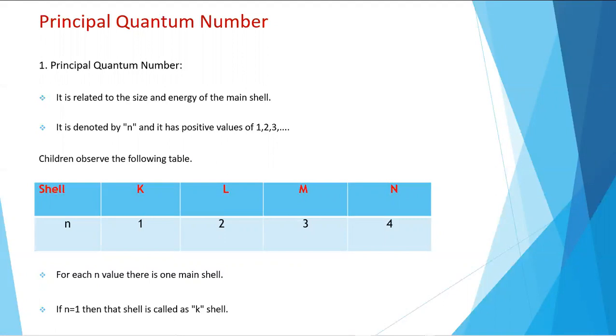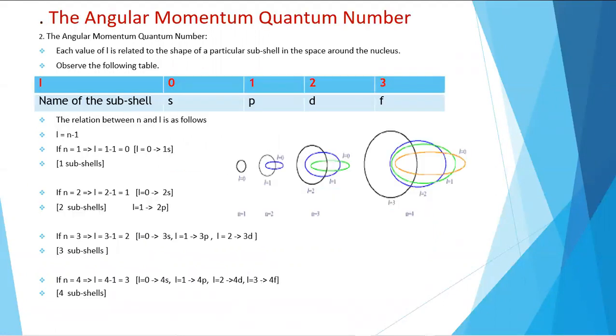And the next quantum number is the angular momentum quantum number. The angular momentum quantum number is related to the shape of a particular subshell in the space around the nucleus. Observe the following table. The names of the subshells will be S, P, D, F. So the relation between N and L is as follows. N is the principal quantum number and L is the angular momentum quantum number. See children, L equal to N minus 1.